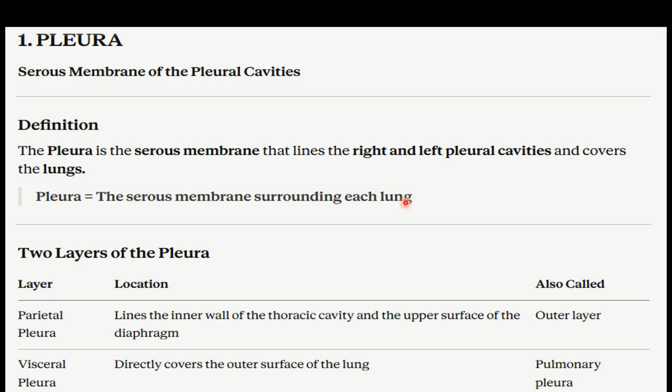But how many types of pleura are there? For that, you can see I have created this table. So majorly we have two layers of pleura. The first is parietal pleura, that lines the inner wall of the thoracic cavity and the upper surface of the diaphragm, also called the outer layer. The second layer is visceral pleura, which directly covers the outer surface of the lung, also known as pulmonary pleura. Okay, so these are the two layers that majorly define the pleura.